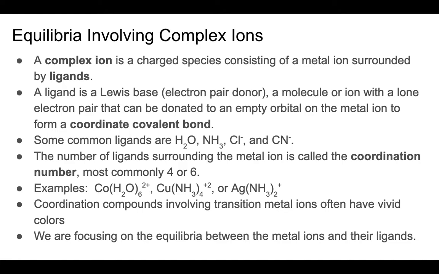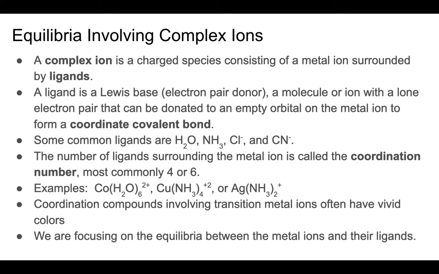So let's get our definitions down. A complex ion is a charged species consisting of a metal ion surrounded by ligands. The ligands are these waters or ammonias or whatever that surround the metal ion. We say that they are a Lewis base. They're an electron pair donor. That's another definition for acid and base. Electron pair donor, Lewis base, electron pair acceptor, Lewis acid.